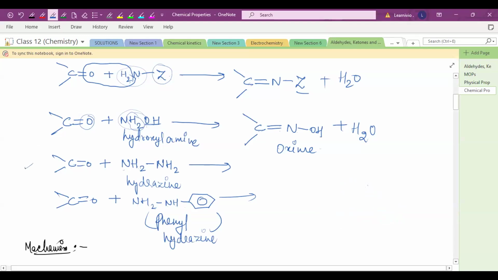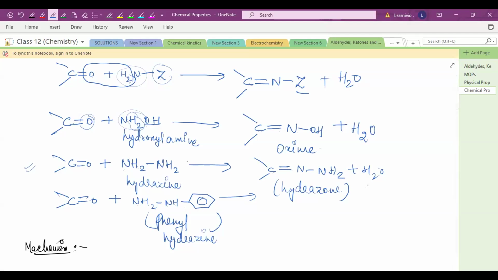Yes, Muniba. Tell me the hydrazine reaction. What will be the product in this case? C double bond N NH2, very good, plus H2O. And hydrazine is converted into what? This is hydrazone. So you have to remember the name of the structure too. When the carbonyl compound is treated with hydrazine, which product will you get? You will get hydrazone.